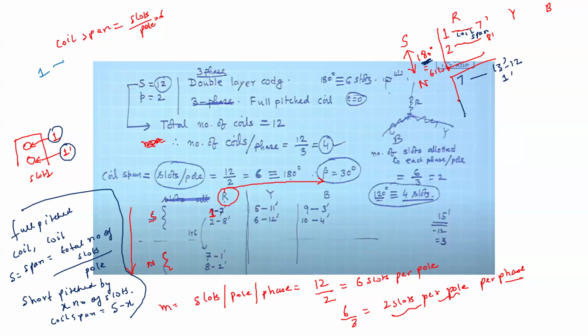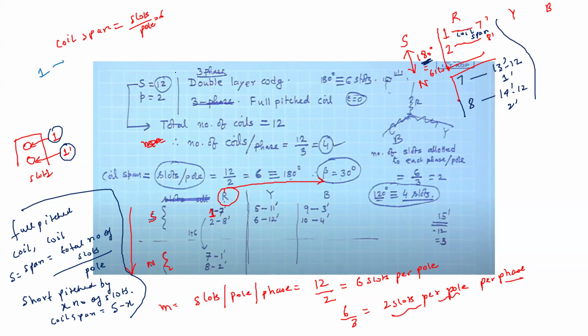Now similarly 8, because 13 indicates 1, because after the 12 you will get 1. So 13 means that from 12, after 12 you are returning to 1. And then 8, you will see 8 plus 6 is 14 dash, 14 minus 12, which is 2 dash. So like this you will write for R phase. Now let us see how to write for Y phase and B phase.